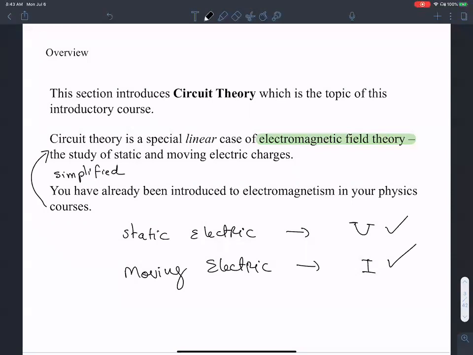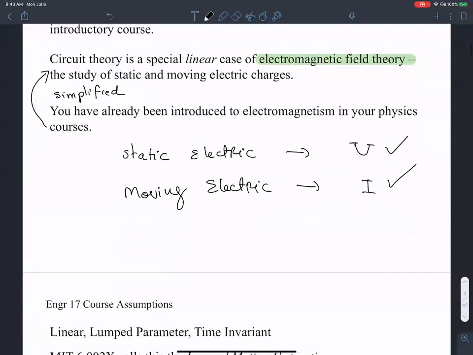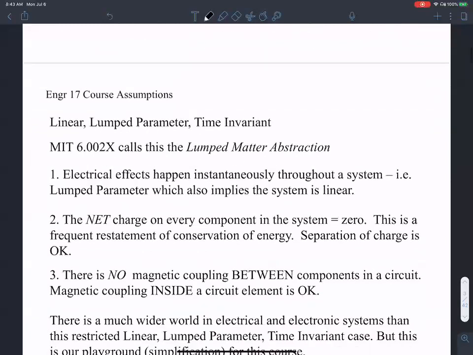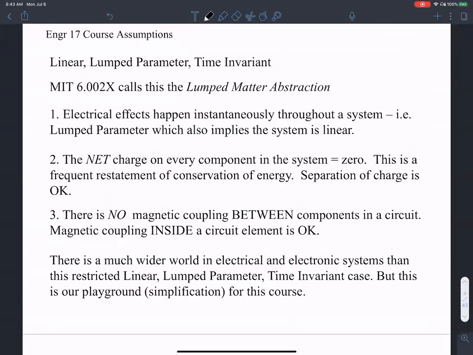Okay, simplified linear assumption of electromagnetism. There are certain assumptions that we make: linear, lumped circuit, lumped parameter, time invariant assumptions. The assumptions are that electrical effects happen instantaneously throughout the system. That's the idea of lumped parameter. And we also assume linear.